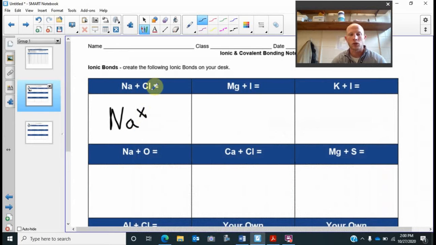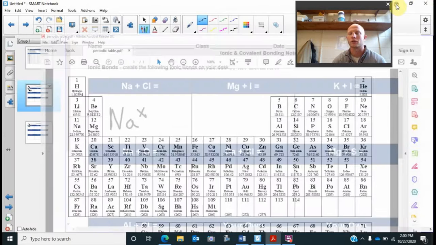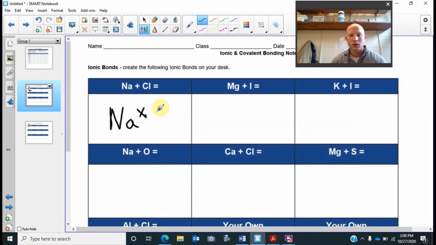So he has 1. Chlorine, how many does chlorine have? Let's go back to our periodic table. Chlorine's right here. He's in group 7, right? 1, 2, skip all of these guys, 3, 4, 5, 6, 7. He's in group 7, therefore he has 7 valence electrons. So Cl, 1, 2, 3, 4, 5, 6, 7.